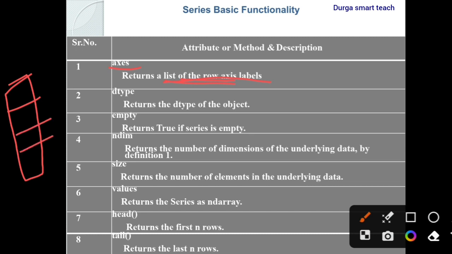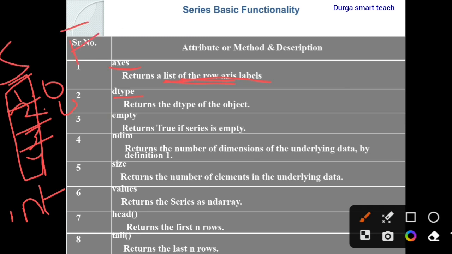Next, dtype is used to return the data type of the series. For example, if we store 1, 2, 3 like this, it will return integer. If we store 1.0, 2.0 like this, it will return float. Next, empty. The empty attribute is used to return true if the series is empty. In this case the series is not empty, so it will return false. If the series is empty, it will return true. If it is not empty, it will return false.